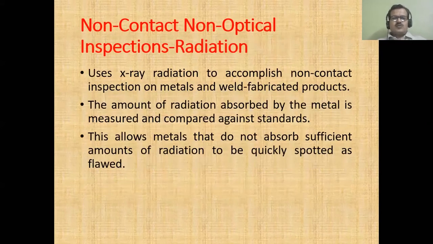Then non-contact, non-optical inspection, radiation type. It uses X-ray radiation to accomplish non-contact inspection on metals and weld fabricated products. The amount of radiation absorbed by the metal is measured and compared against the standard already fed into the radiation inspection device. This allows metals that do not absorb sufficient amounts of radiation to be quickly spotted as flawed, or showing some deviation from the desirable features we want to measure.